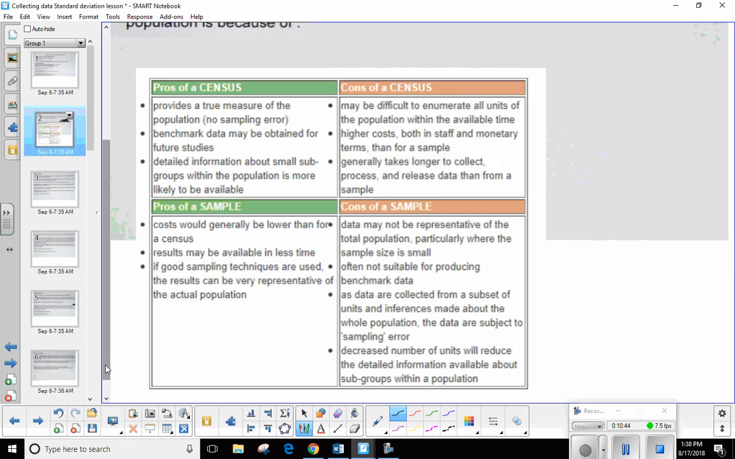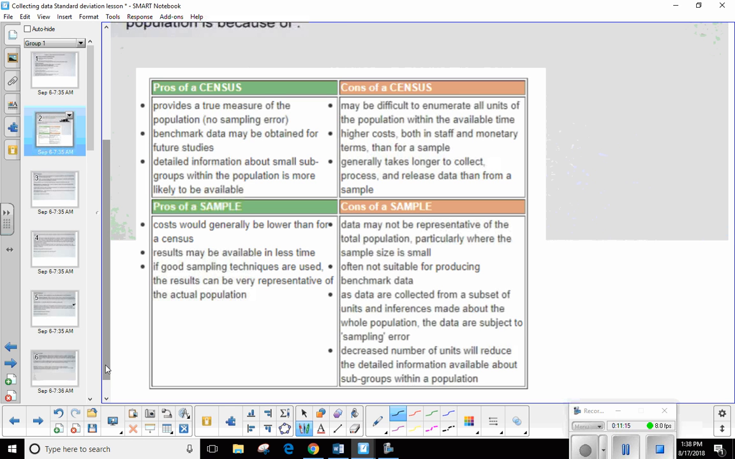As the data is collected from a subset of units and inferences are made about the whole population, the data is subject to sampling error. And there can even be errors, what we call different forms of bias, when you're collecting the information. We're going to talk about it again today, but I think we brought up an example yesterday about doing some kind of survey, say on the Tech campus or at the South Plains Mall, because you're excluding people who don't go to Tech or who don't shop at the mall. And they can still represent the population.